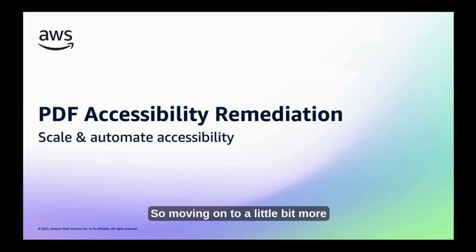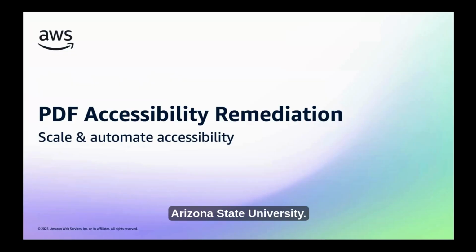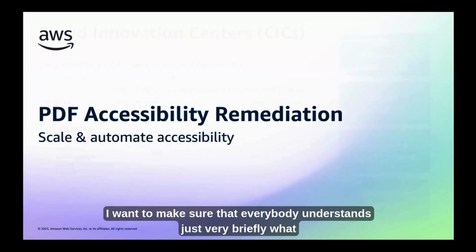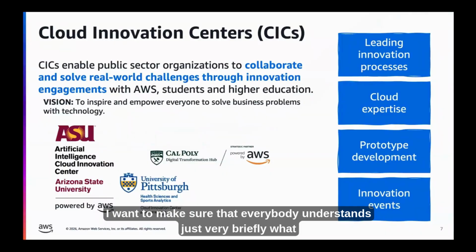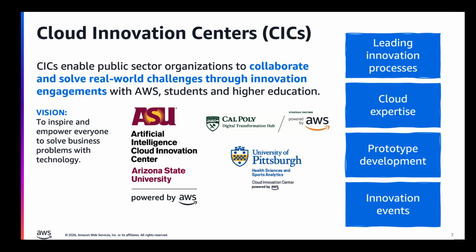So moving on to a little bit more about this particular solution in general. First and foremost, as John had mentioned early on in this webinar, this was created by the AI Cloud Innovation Center at Arizona State University. I want to make sure that everybody understands just very briefly what this Cloud Innovation Center is: a public-private partnership that AWS has with a few different universities in the United States.